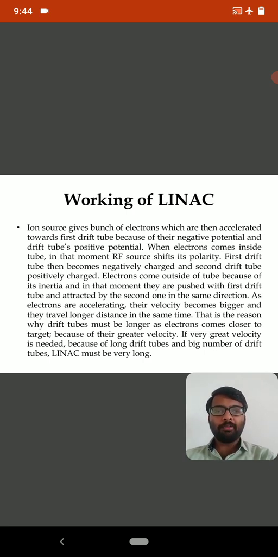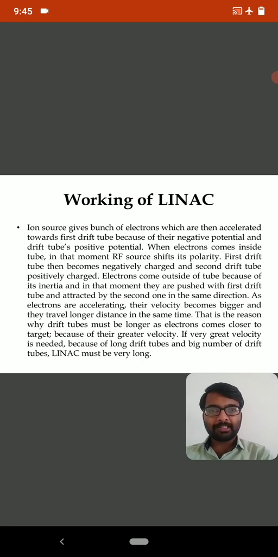The ion source gives a bunch of electrons which are then accelerated towards the first drift tube. Suppose, for example, we are considering that the ion source generates electrons. Those electrons will be accelerated towards the first drift tube, means the first cylindrical electrode. This is because the first drift tube is positive, means the charge of that first drift tube is positive, whereas the charge of the electrons is negative. This is because of the negative potential of the electrons and the drift tube's positive potential.